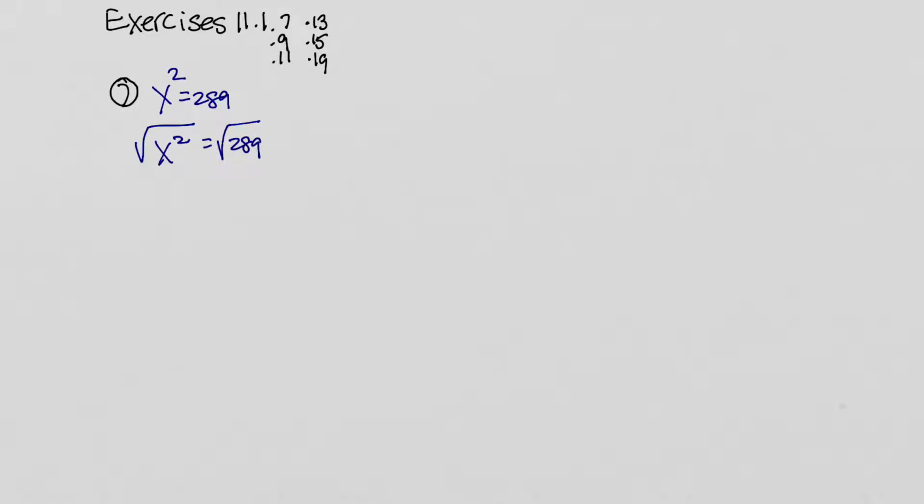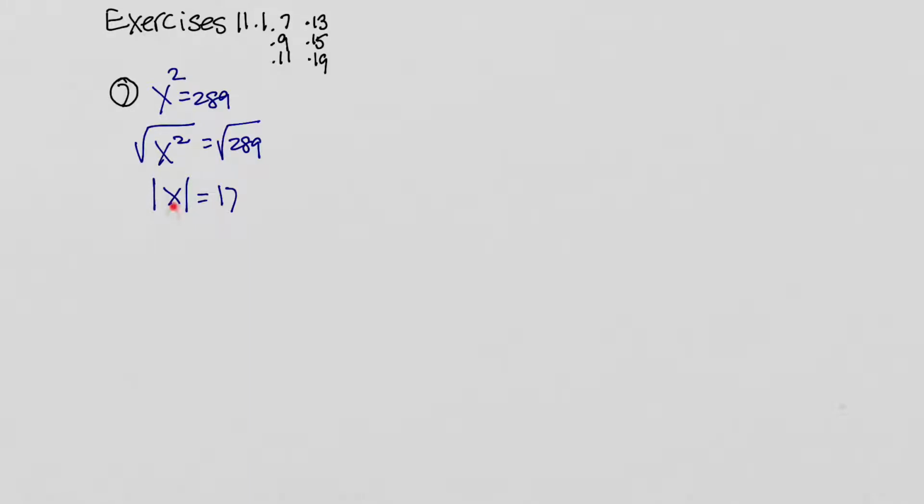Now, since we don't know if x is positive or negative, remember what we have to do here is use absolute value. So what I'm going to get here is the absolute value of x equals, now the square root of 289, we happen to know that's 17.